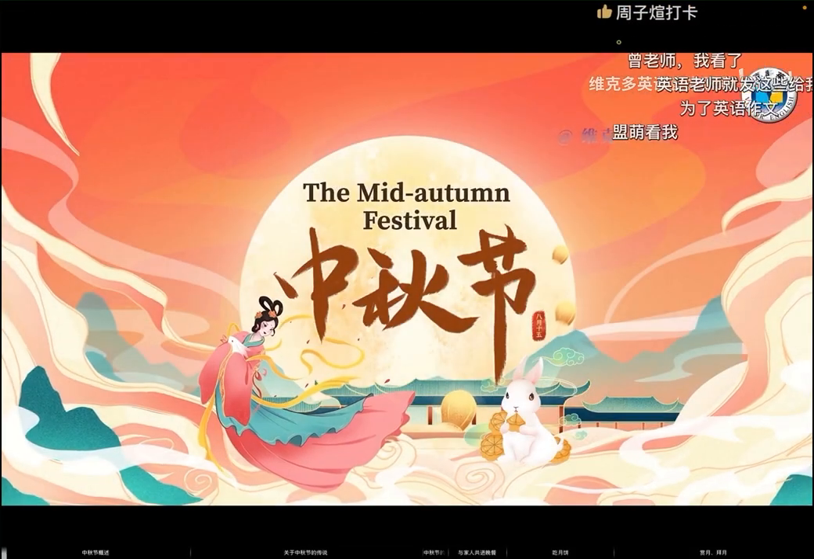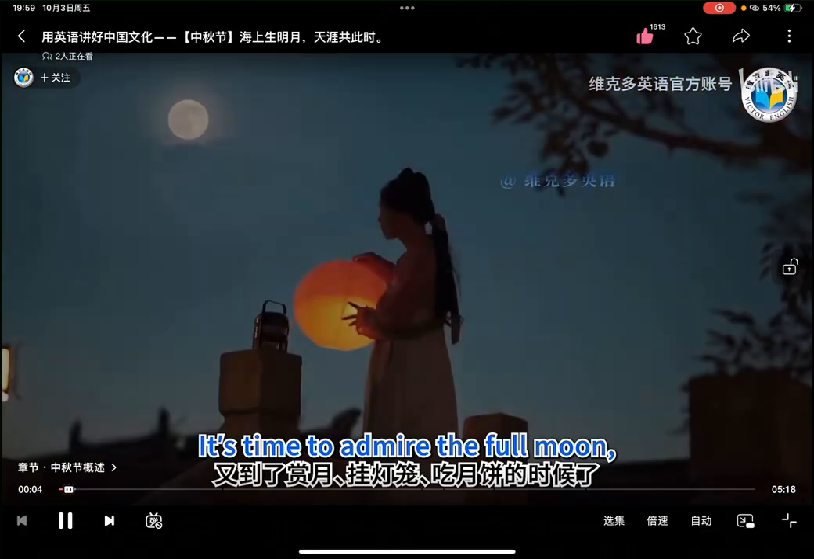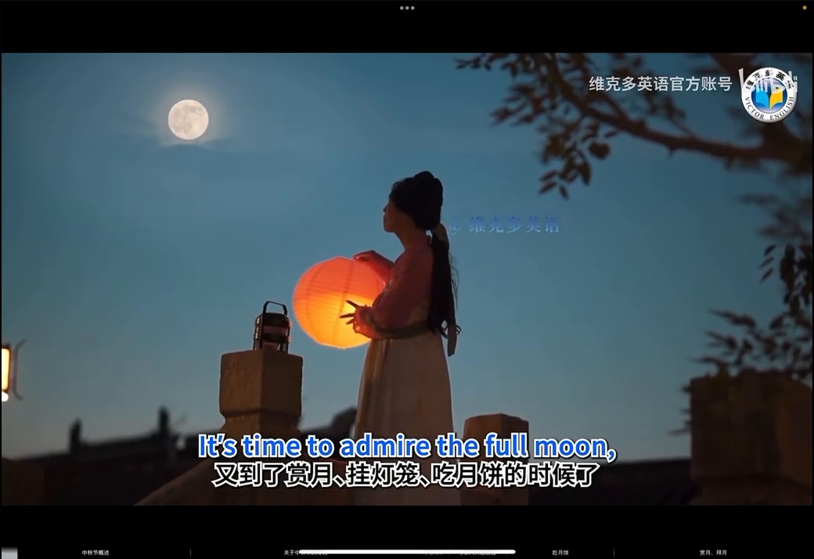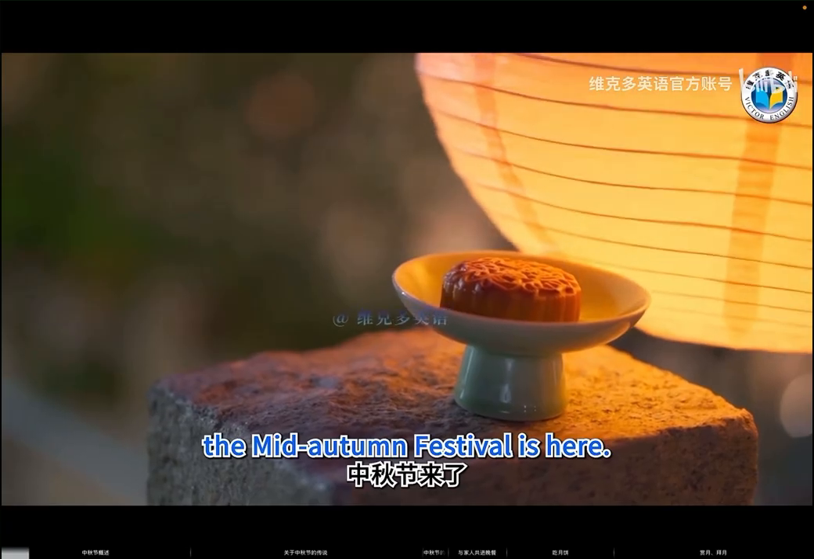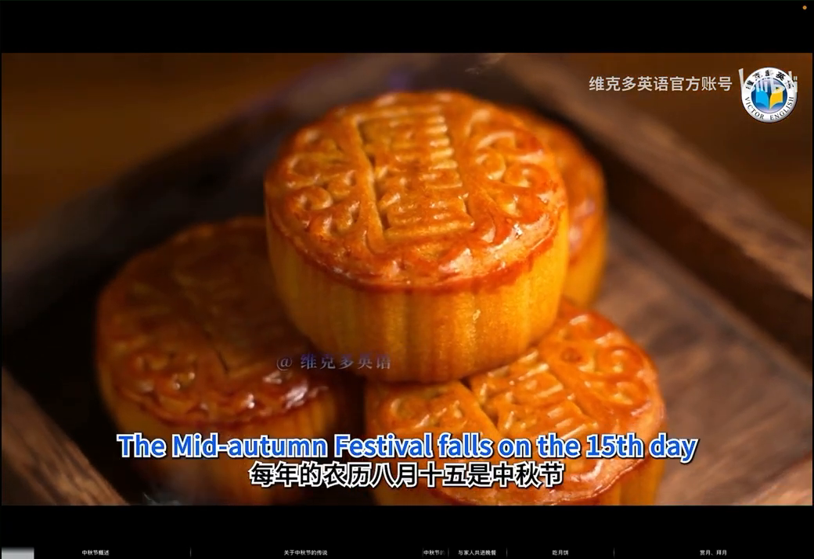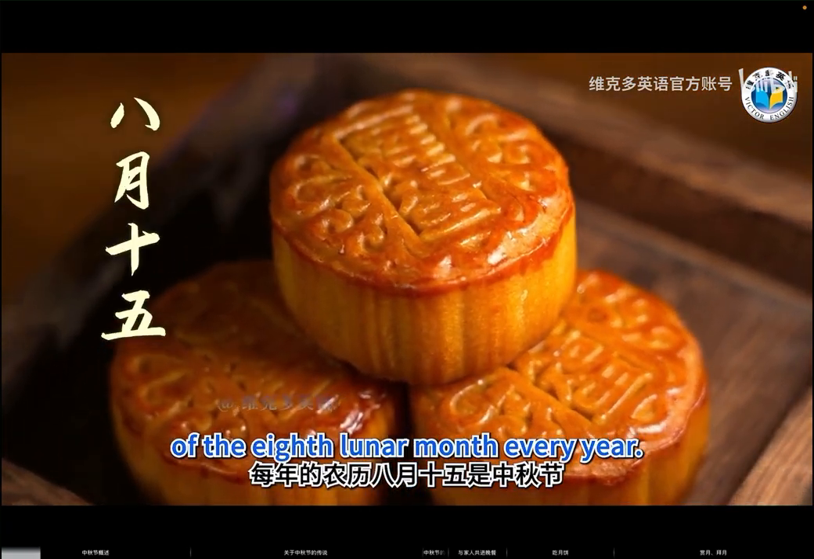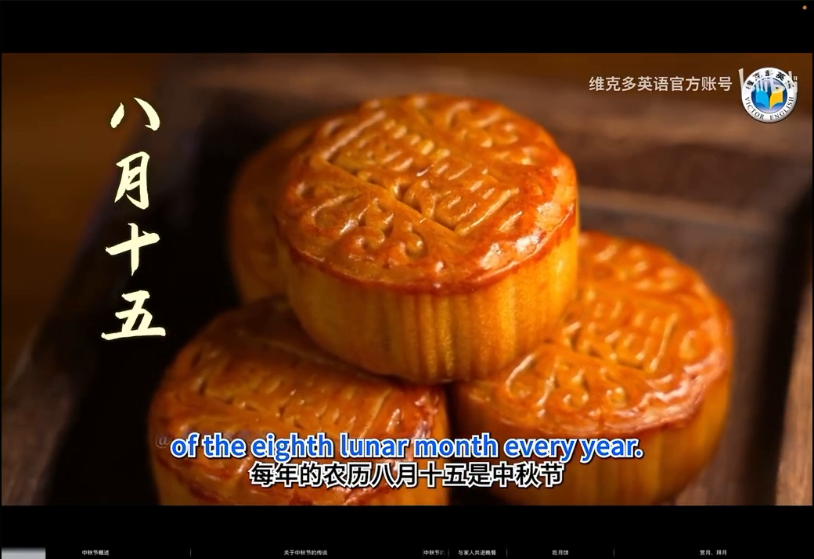The Mid-Autumn Festival. It's time to admire the full moon, hang a lantern and eat a mooncake. The Mid-Autumn Festival is here. The Mid-Autumn Festival falls on the 15th day of the 8th lunar month every year.